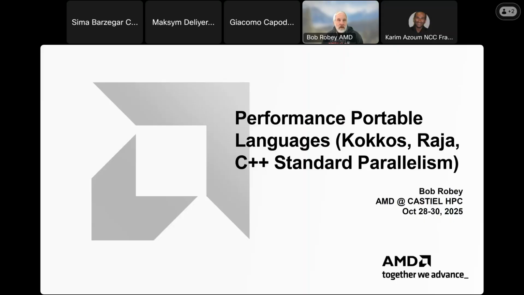So we're going to show a different kind of language, these higher level frameworks of performance portable language such as Kokkos and RAJA, and then also look at standard parallelism that is just starting to get into some of the compilers. In this case, we're looking at C++ standard parallelism.